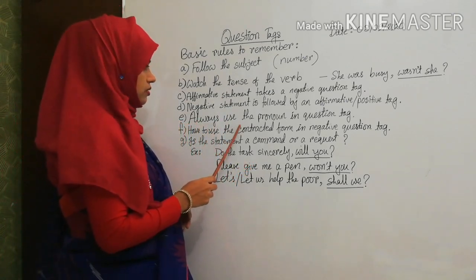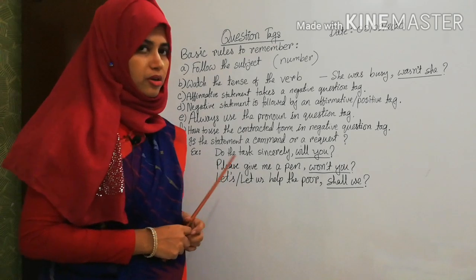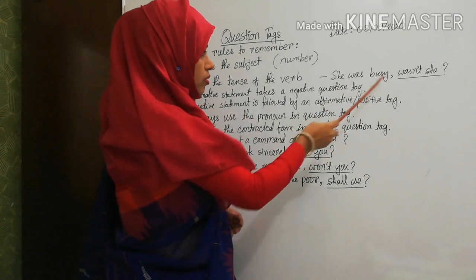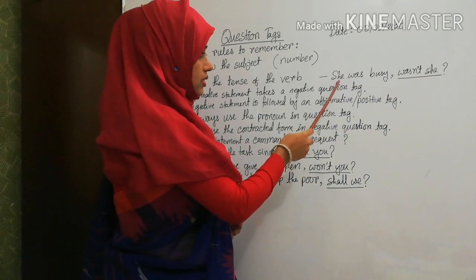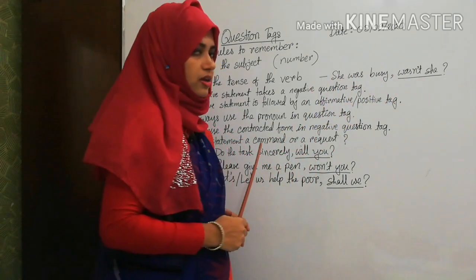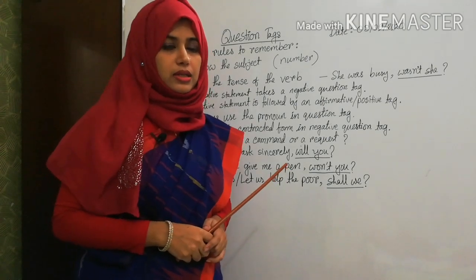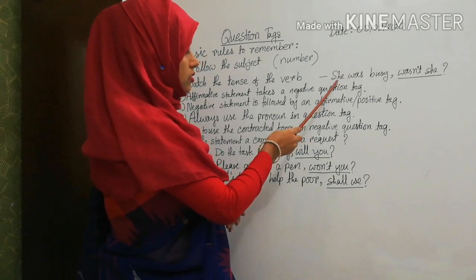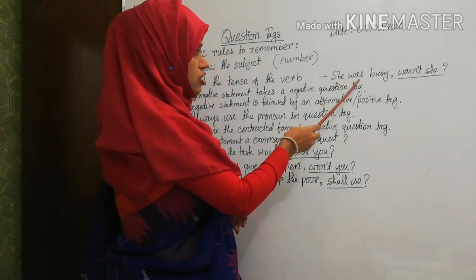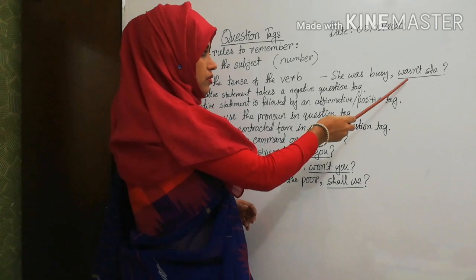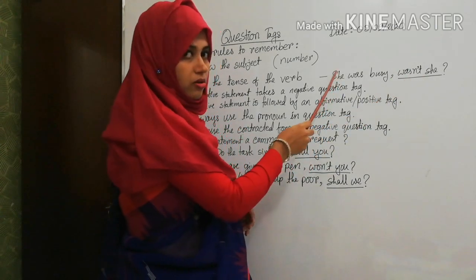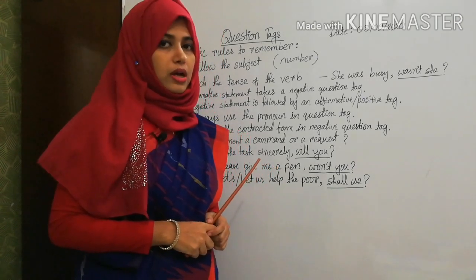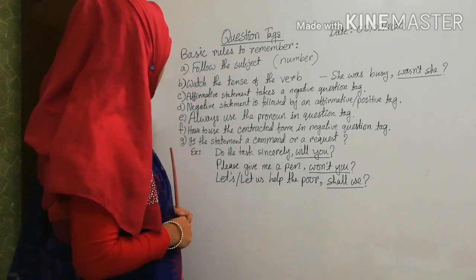Next is always use the pronoun in question tag. Very important. See the example. We have used the pronoun form of the subject. That means it's already given in the pronoun form. If you find any proper noun, in that case, if a person's name was here, suppose if it was Sheila was busy, in that case you have to use wasn't she. So, we have to use the pronoun form of the subject while making a tag question, right.